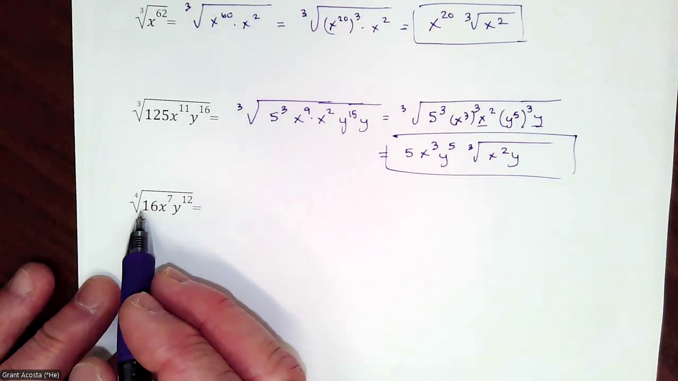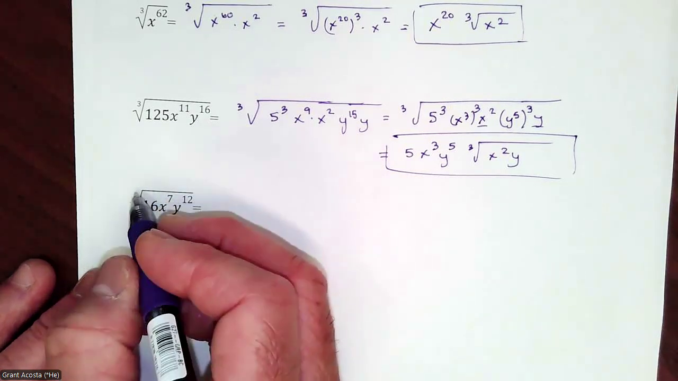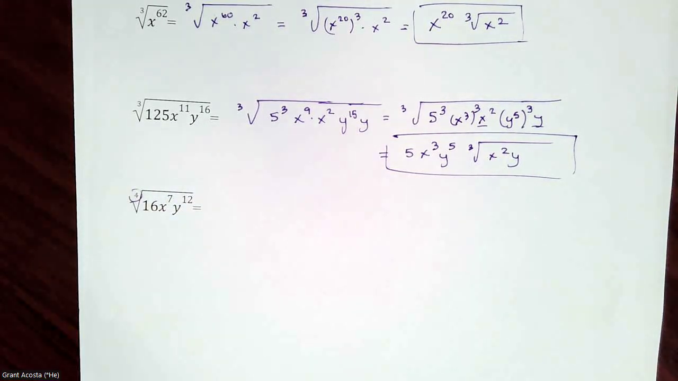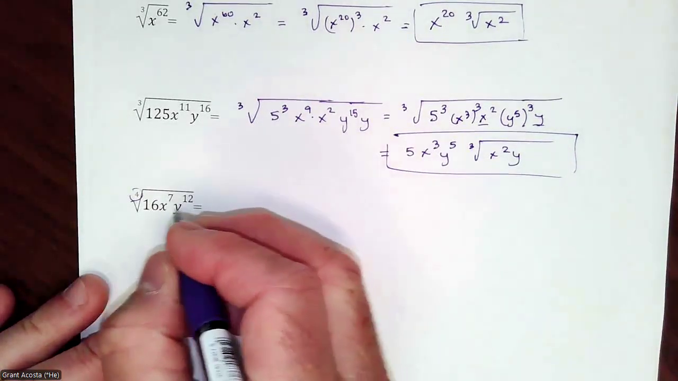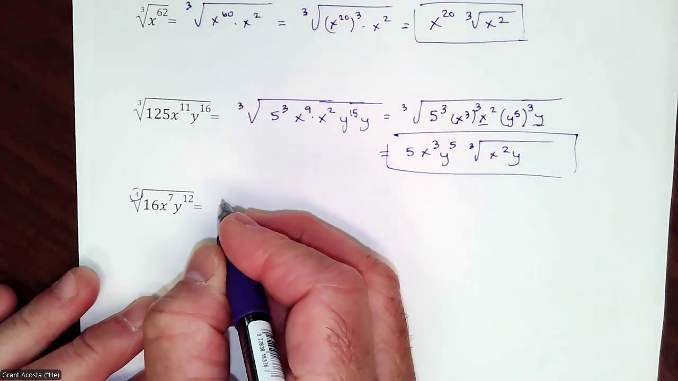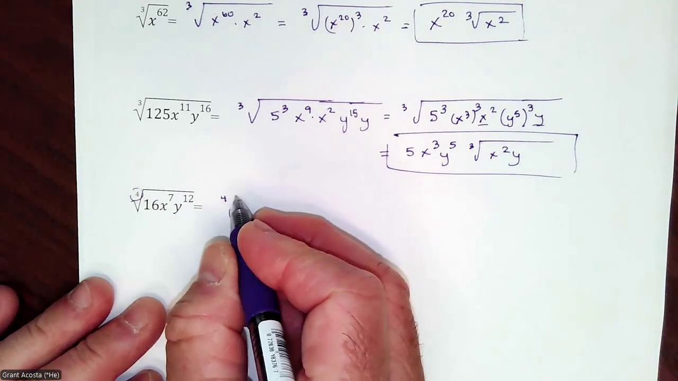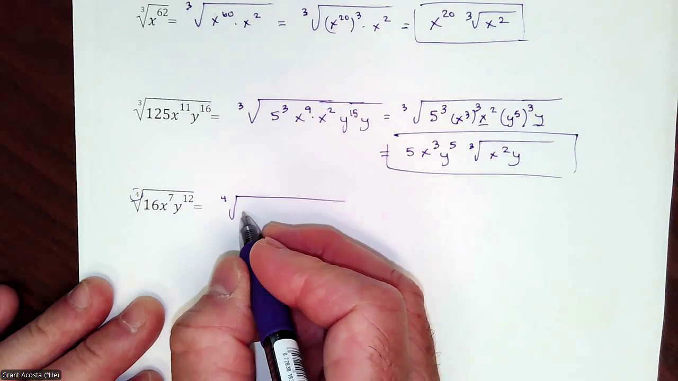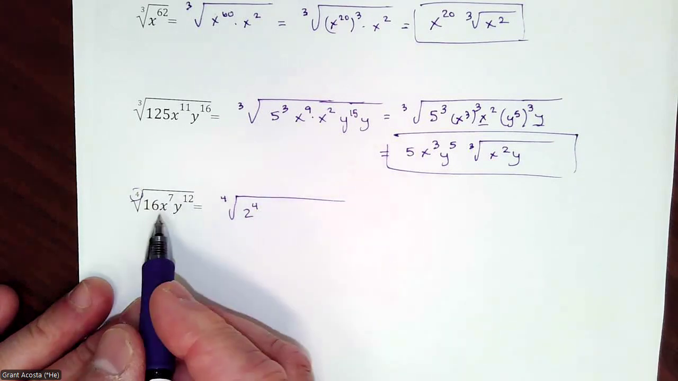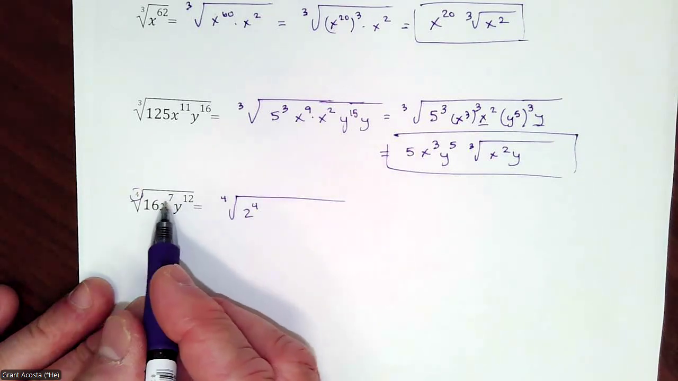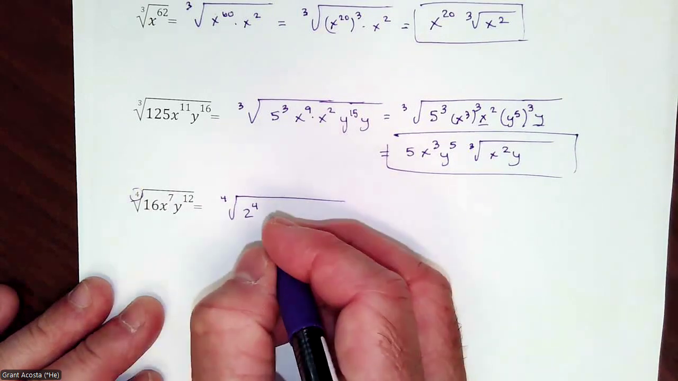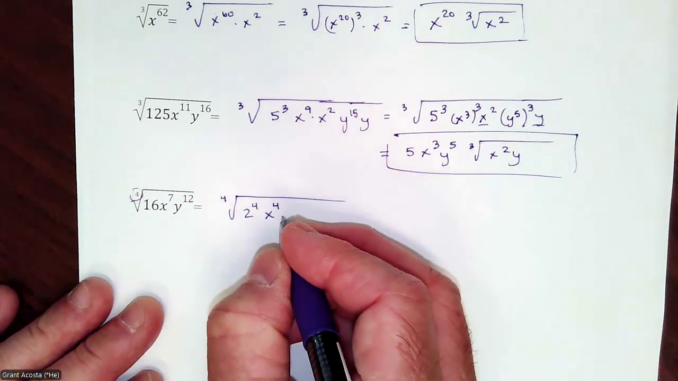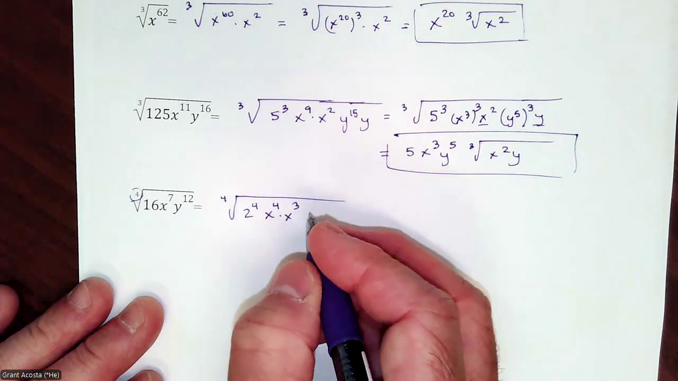One more here. Now we have a fourth root. So with the fourth root, we have to be careful here because of the absolute value thing. So now we're looking for perfect fourth powers. 16 is 2 to the 4th. For x to the 7th, the closest power of 4 I can get out of that is just x to the 4th. That would leave me with x cubed.